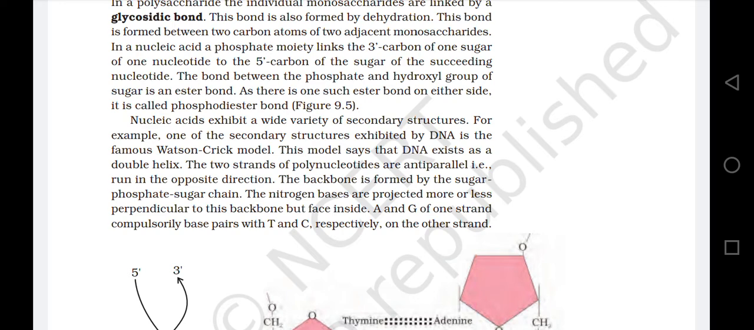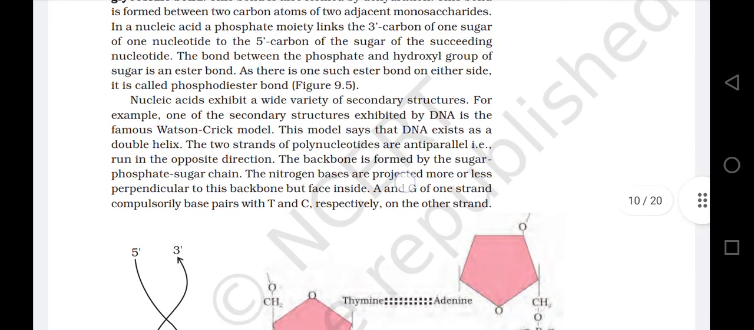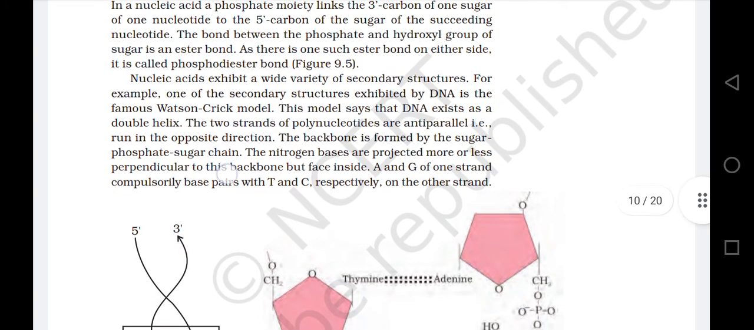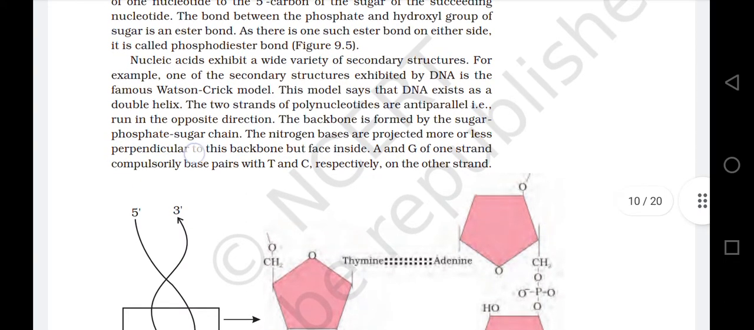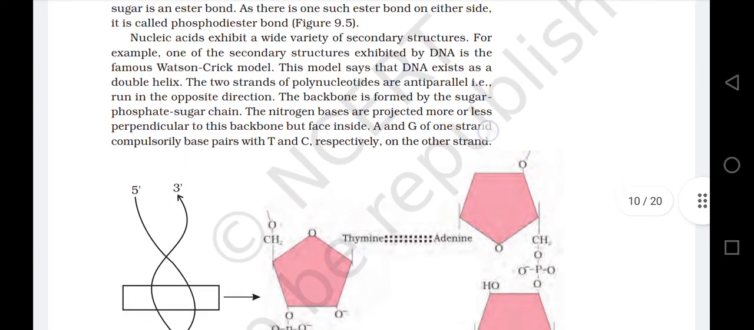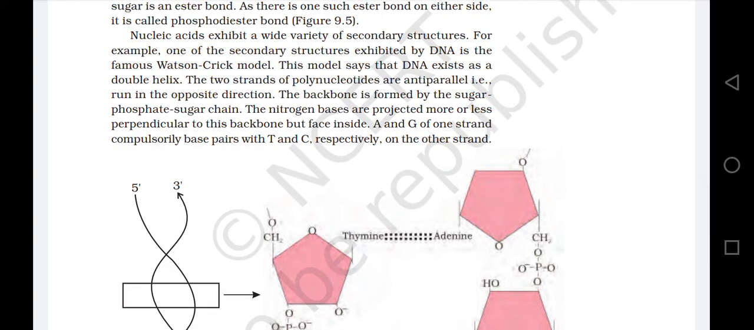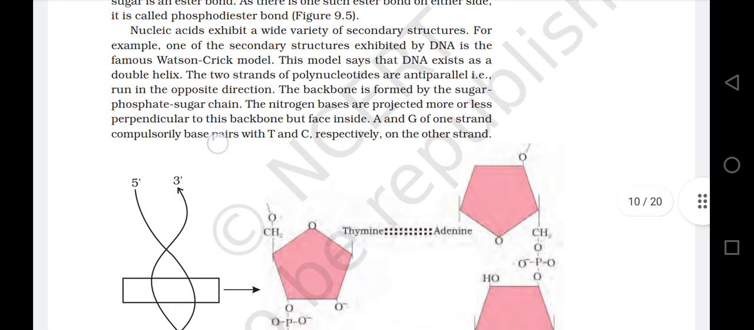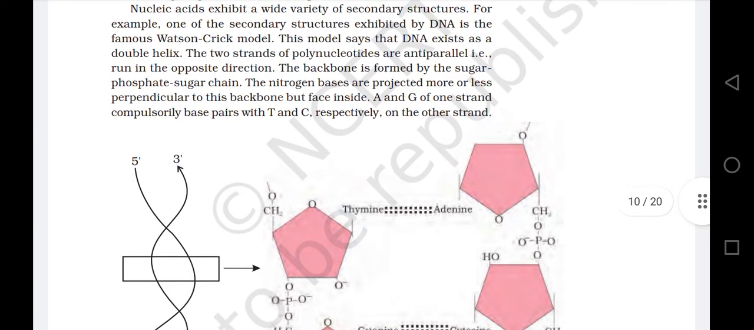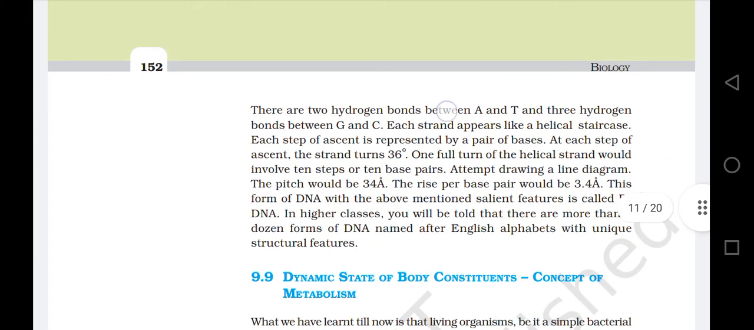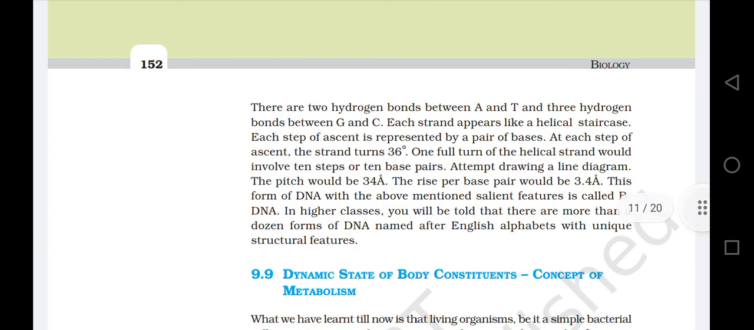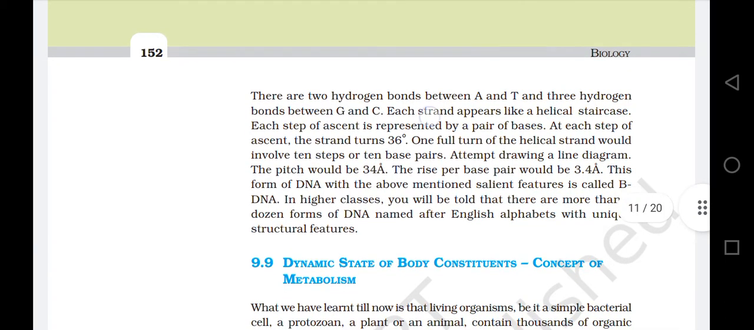with sugar and phosphate alternately located. The nitrogen bases are projected more or less perpendicular to this backbone but face inside. A and G, adenine and guanine, of one strand compulsorily base pair with thymine and cytosine respectively, on the other strand. There are two hydrogen bonds between adenine and thymine and three hydrogen bonds between G and C, guanine and cytosine.